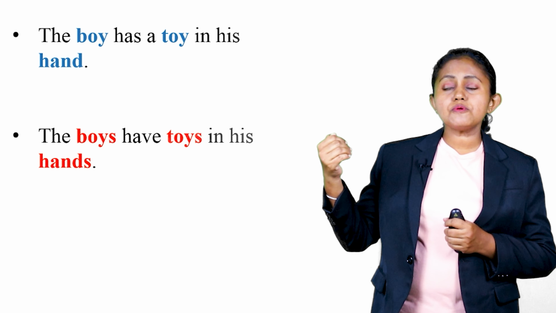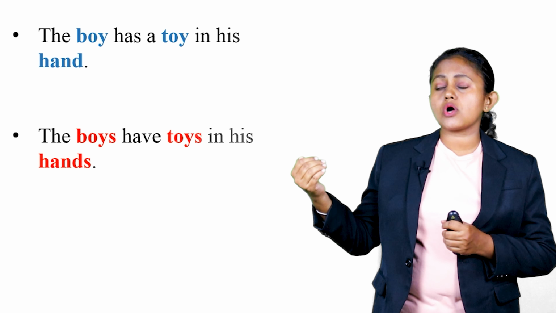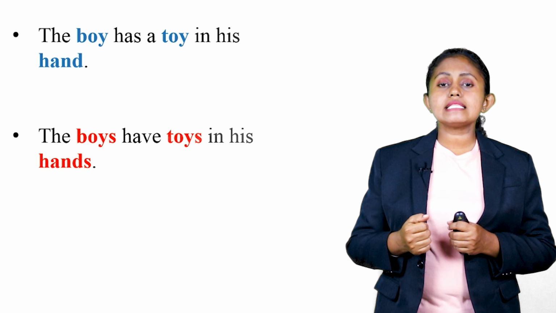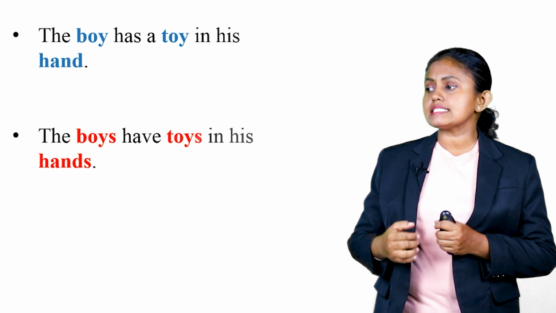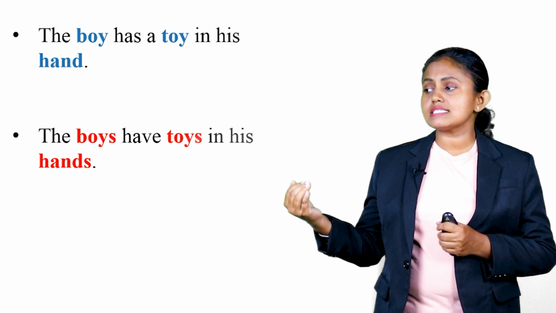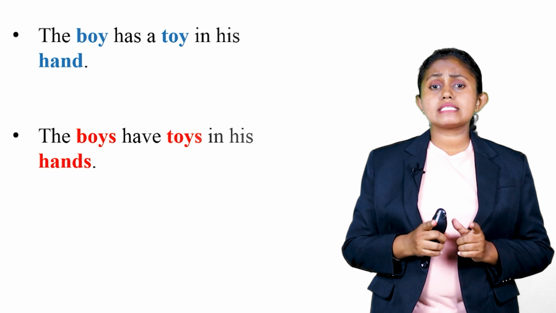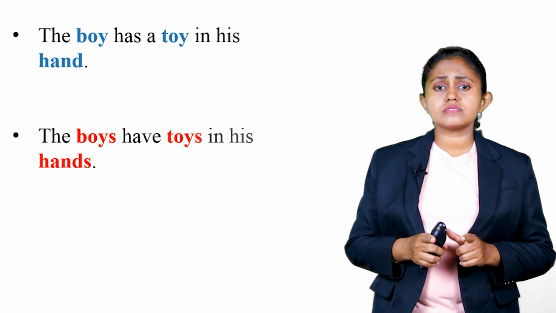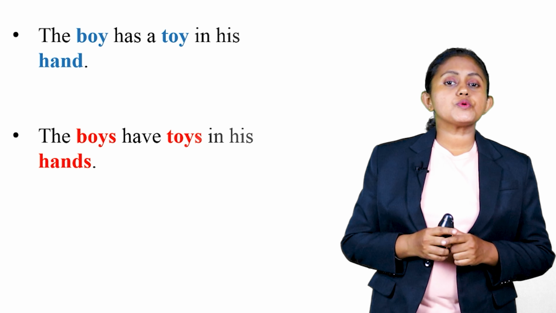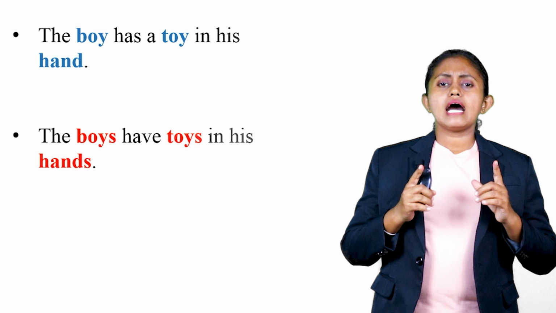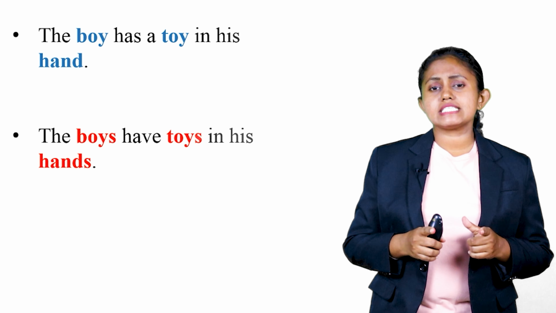So the singular sentence is, the boy has a toy in his hand, and the plural one of that is the boys have toys in his hands. So like this, you can make singular nouns and plural nouns in a way you like and you want. I think you got the matters well we discussed.